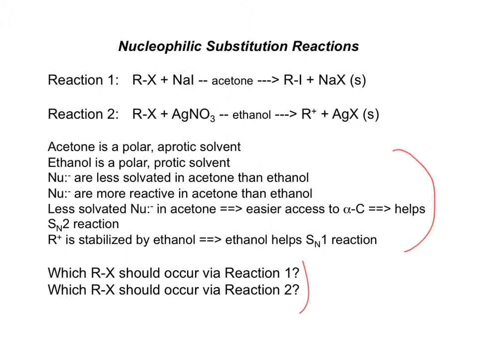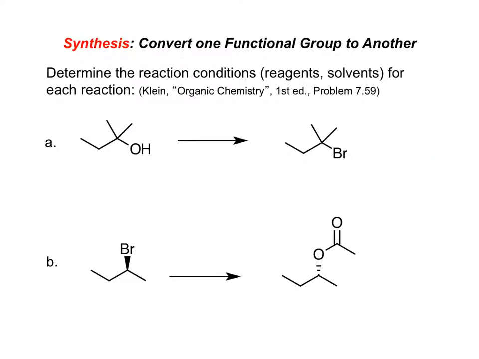So the answers are: you want to do these two synthesis reactions to convert one functional group to another. You figure you can use a substitution reaction. So stop the video and determine the reaction conditions, that is, the reagents and solvents for each reaction.